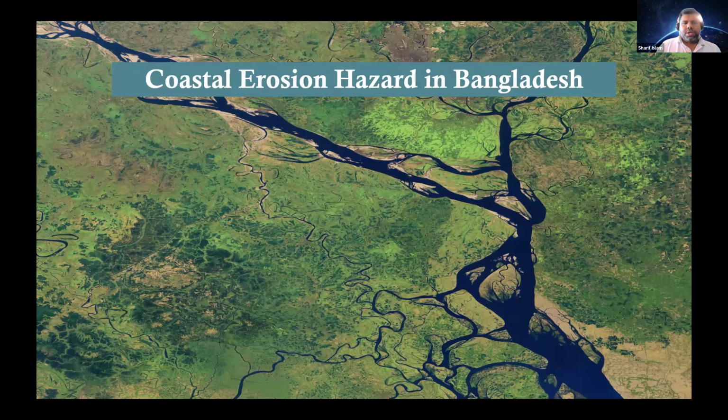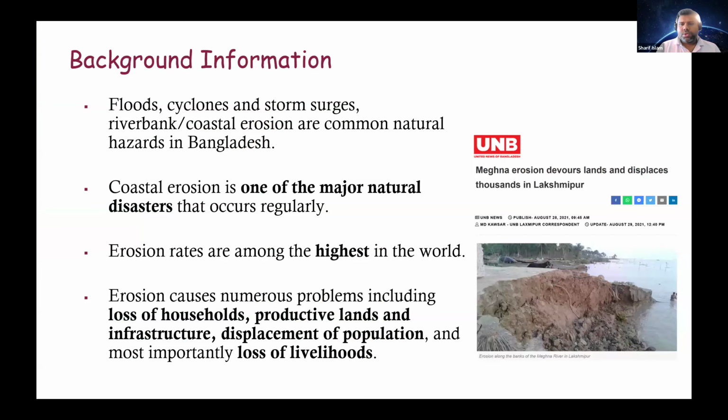First, I would like to talk about the coastal erosion hazard in Bangladesh. Those of you who are from that region, like India, Bangladesh, or South Asia, know about the issue of flooding, cyclones, coastal erosion, and riverbank erosion, which are very common there. Bangladesh is one of the hotspots. Coastal erosion is one of the major natural disasters, and it occurs every year. Due to that, a lot of people are displaced and moving to other areas. We looked at the existing literature and our results, and we found that the erosion rates are among the highest in the world.